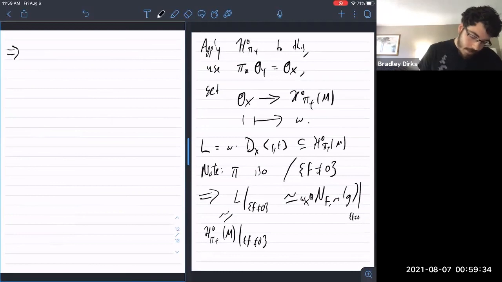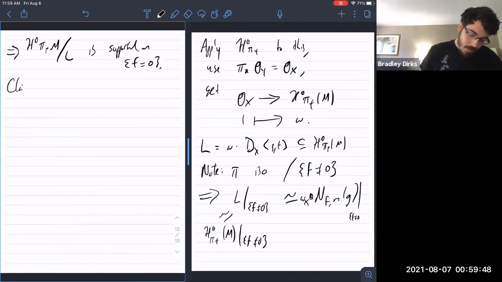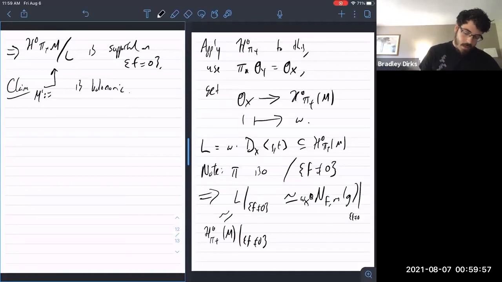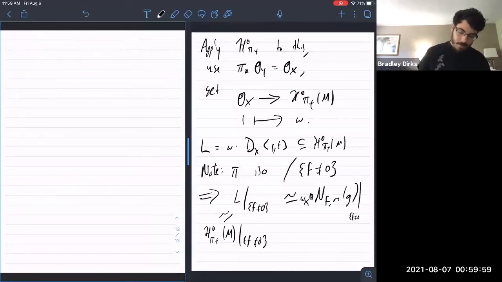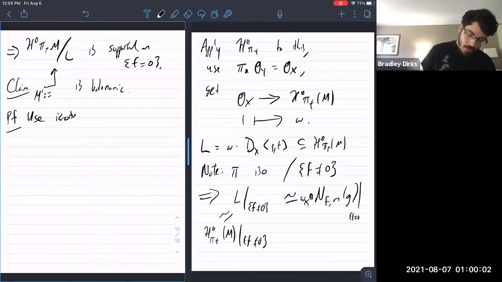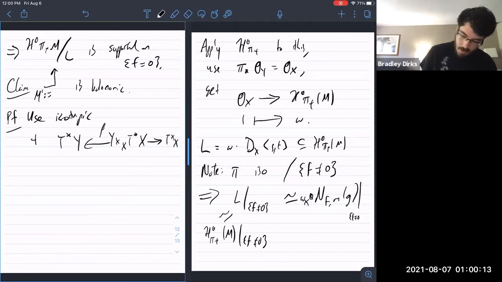And so that implies that this quotient, H^0 pi lower plus of M mod L, is really supported on F equals 0. And then the claim is that this quotient, which I'll call M prime, is holonomic. And the proof is where we use the isotropic property. So we use isotropic plus these canonical maps, T star Y, Y cross X, T star X to T star X. This is beta, this is alpha.